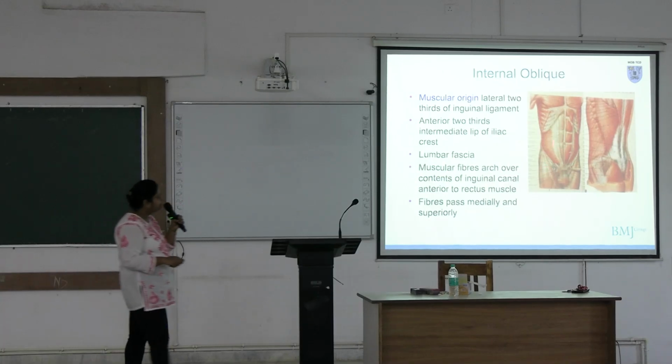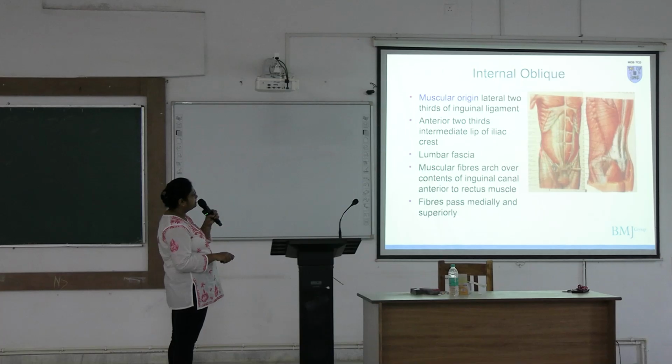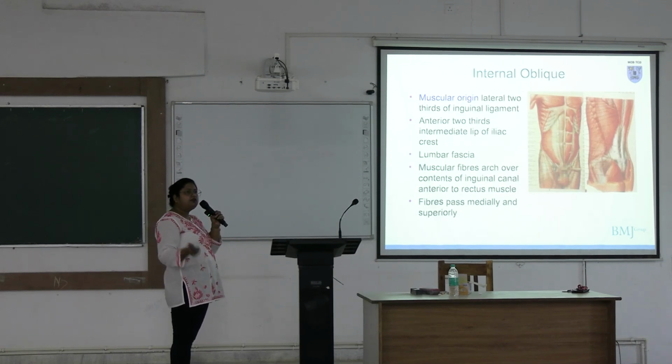Here you can see this muscular portion is arising from here. This is internal oblique, and in this region it is arching over the contents of the inguinal canal, and these are the contents. In male it is spermatic cord, in female round ligament of the uterus.